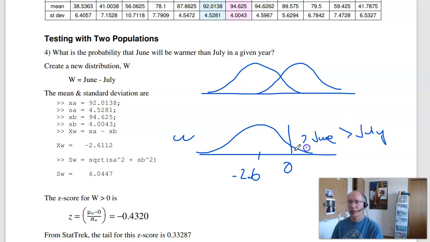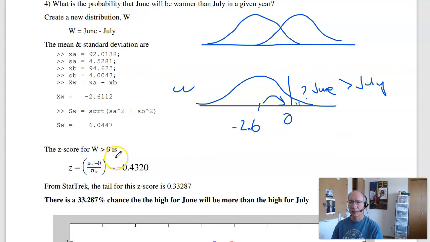What's this area? Well, to find that, I find the z-score. How far is 0 from the mean in terms of standard deviations? So 0 is 0.432 standard deviations away. From StatTrack, the tail is 33%. So there's a 33% chance June will be warmer than July, 67% chance July is warmer than June.